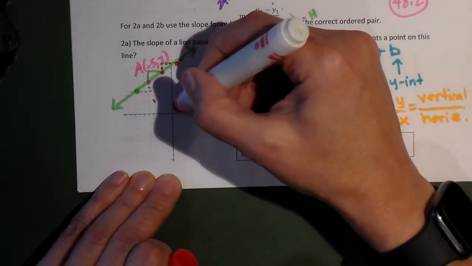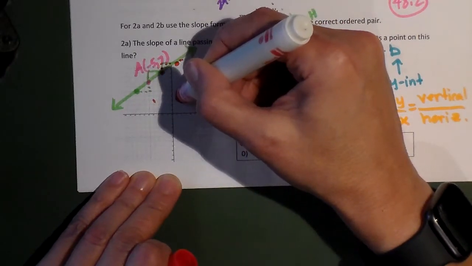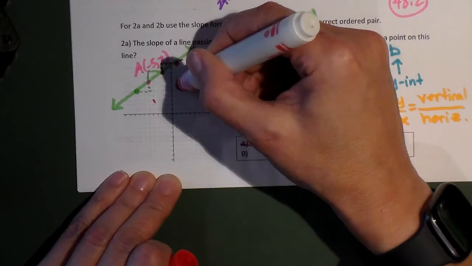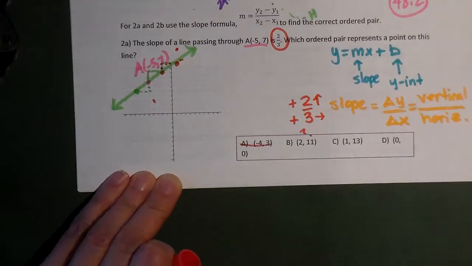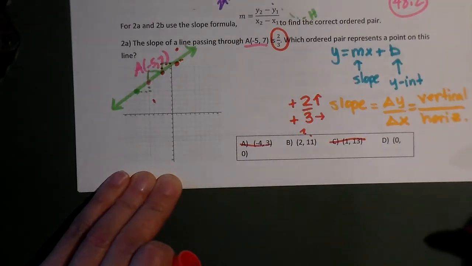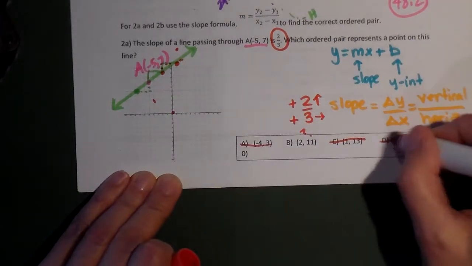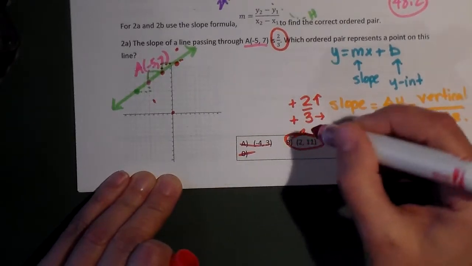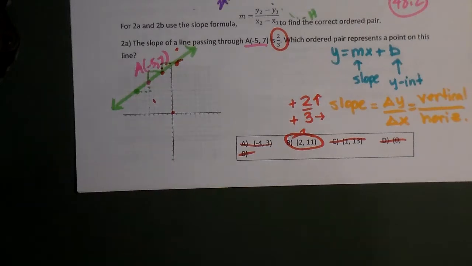1, 13. If I go over 1 and I go up 1, 2, 3, 4, 5, 6, 7, 8, 9, 10, 12, 13, not even close. That's not on the line. And then we've got 0, 0. That's not on the line. So your answer is 2, 11. That in fact is the point that is on your line. It's 2, 11. So that's how you use the slope.